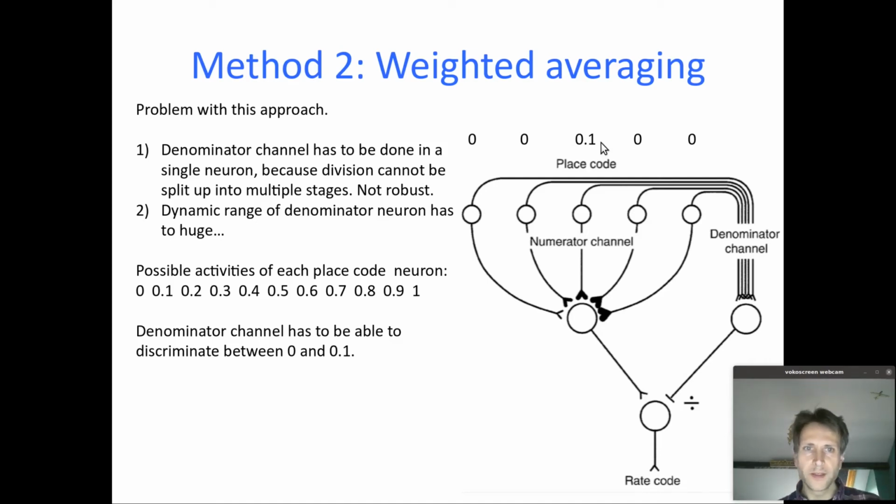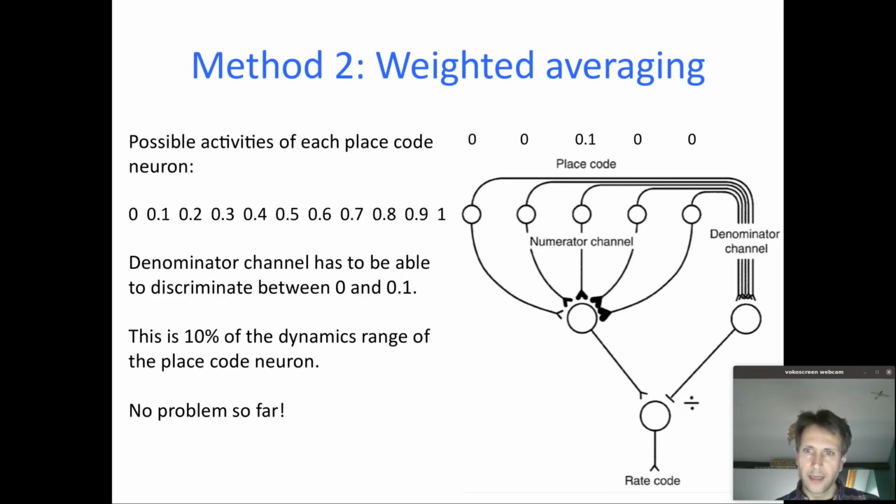Because that's basically what we're saying, that it needs to be able to say if we've got 10% of the dynamic range of one place code neuron, then we're going to recognize that as being a value. So yeah, that's basically what this says here. So 10% of the dynamic range of a place code neuron to get some sort of response.